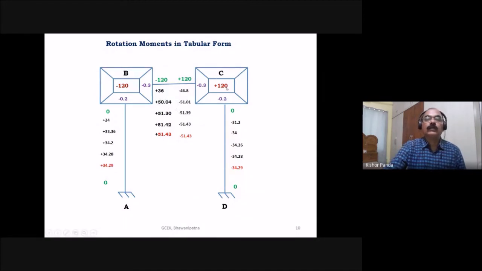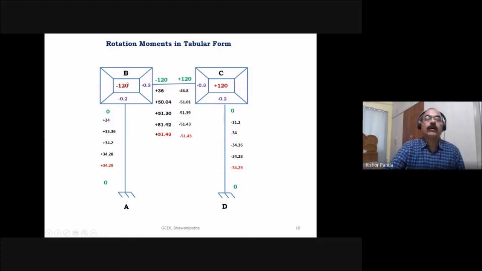Then you go to joint C. At joint C, find out this value and this value, the near end rotational moments at joint C, M dash CB and M dash CD. So here you have to take the far end rotational moment.